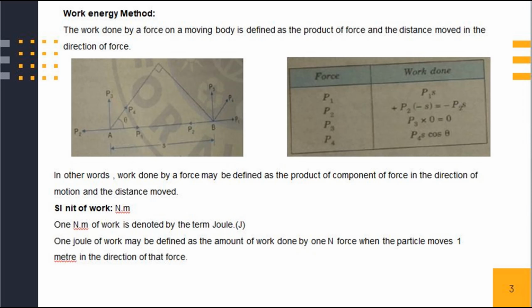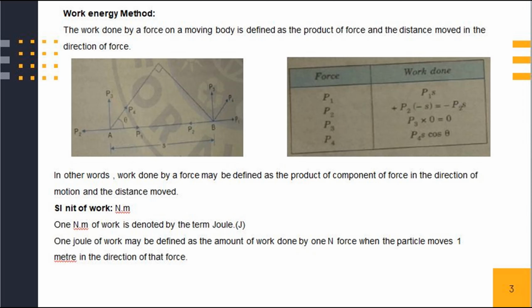From the figure, suppose force P1 is acting towards the right and the displacement covered is s. As force and displacement are both in the same direction, the work done by force P1 is equal to P1 into s. Now force P2 is acting horizontally left and displacement is horizontally right, so they are in opposite directions, therefore the work done by force P2 is equal to minus P2 into s.